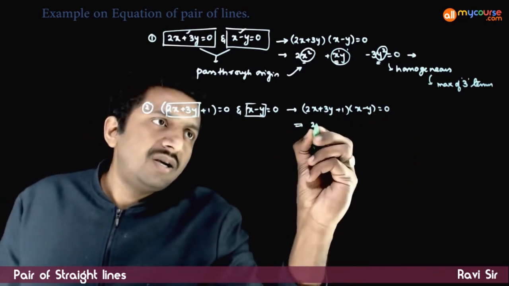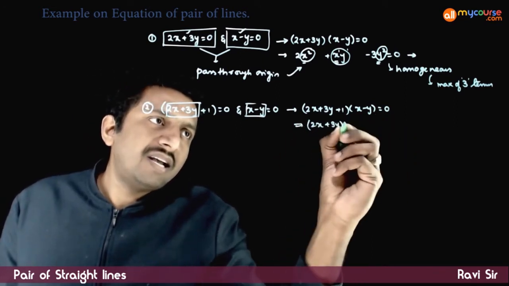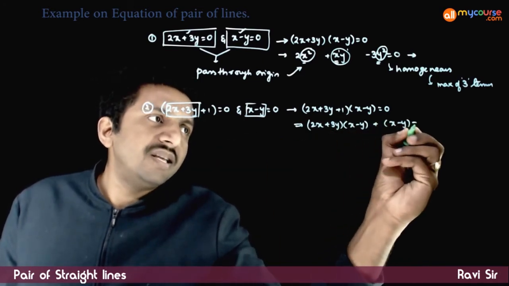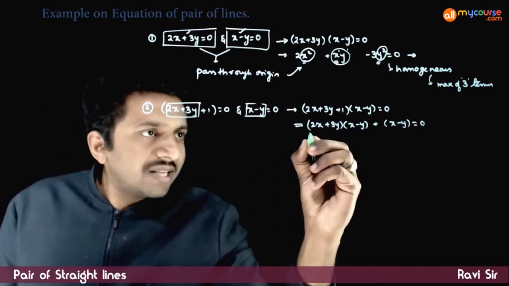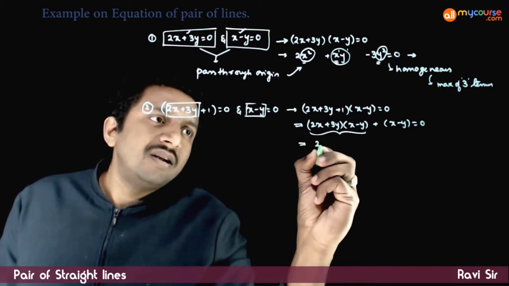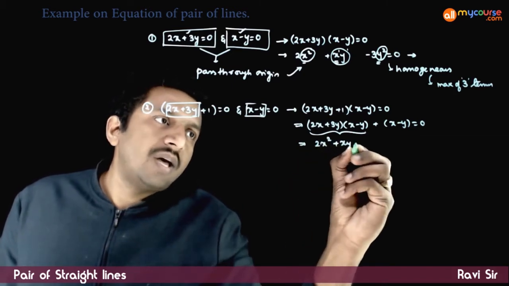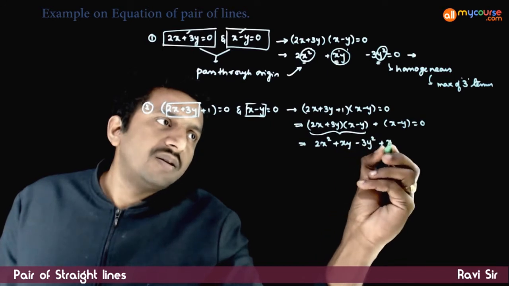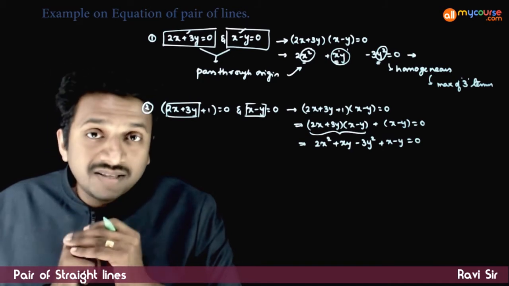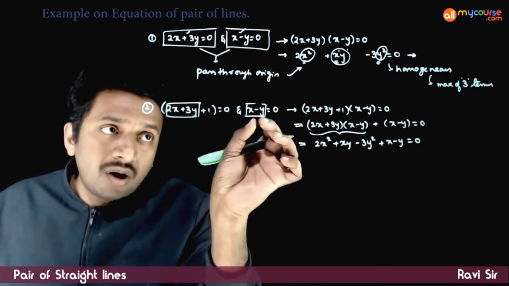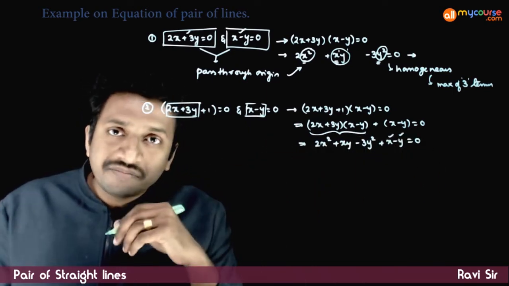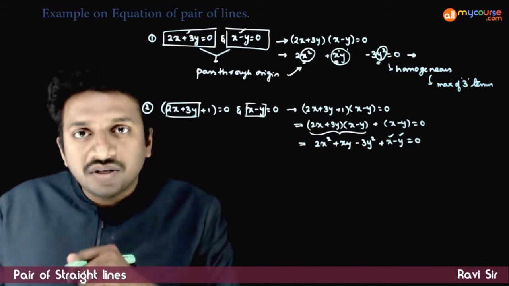This implies 2x plus 3y times x minus y plus x minus y is equal to 0. So 2x plus 3y times x minus y has already been calculated. This implies 2x square plus xy minus 3y square plus x minus y is equal to 0. So as you can see, if one line passes through origin and the other line doesn't pass through origin, you have extra x and y terms now, but the constant term is still equal to 0.